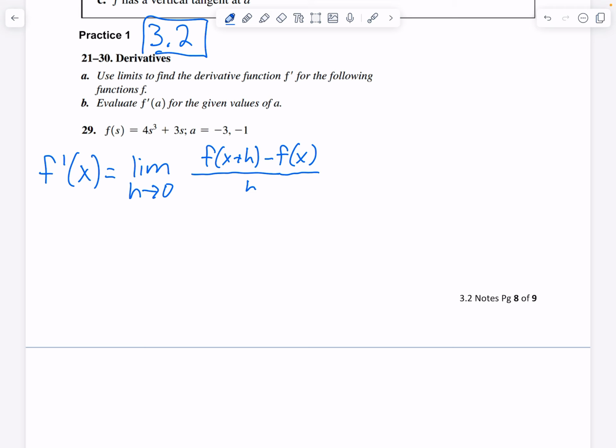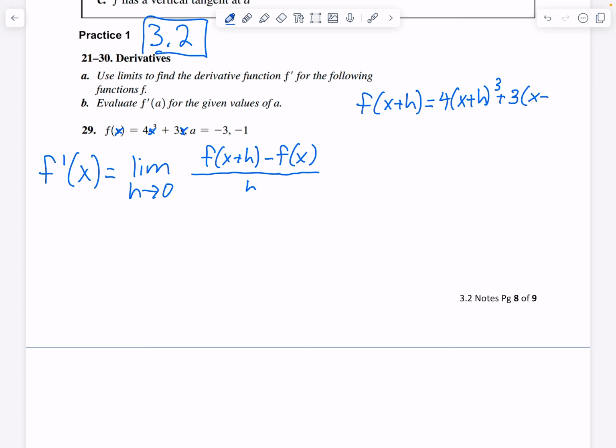I like to scaffold this, meaning I like to find each part individually so I don't get overwhelmed. So I'm going to find f of x plus h first. Actually, I lied. Leave the s's, because my s's are going to look like 5s. So I'm going to do this instead. Doesn't really matter, but all right, plugging this in.